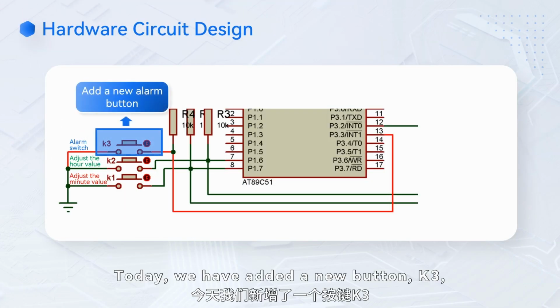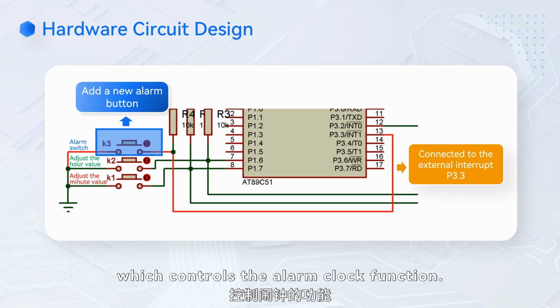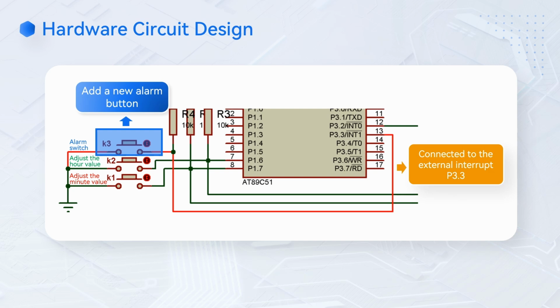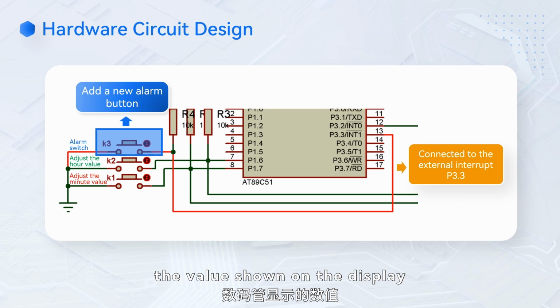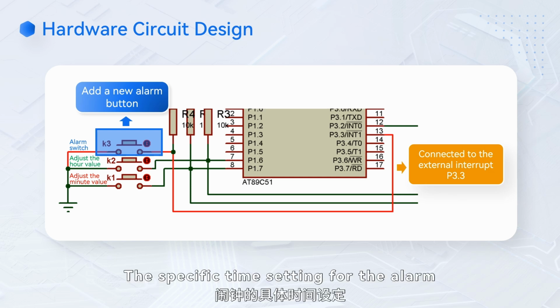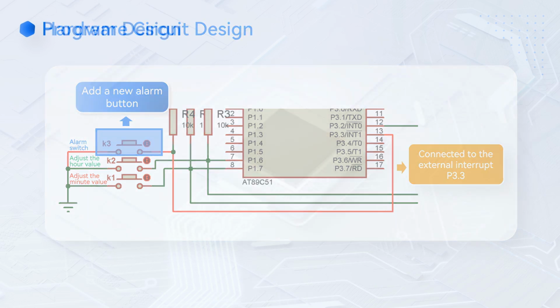Today, we have added a new button, K3, connected to port P3.3 of the external interrupt 1, which controls the alarm clock function. When using it, if K3 is pressed, the value shown on the display switches to the alarm clock time. Pressing it again switches back to the current time. The specific time setting for the alarm still uses buttons K1 and K2.